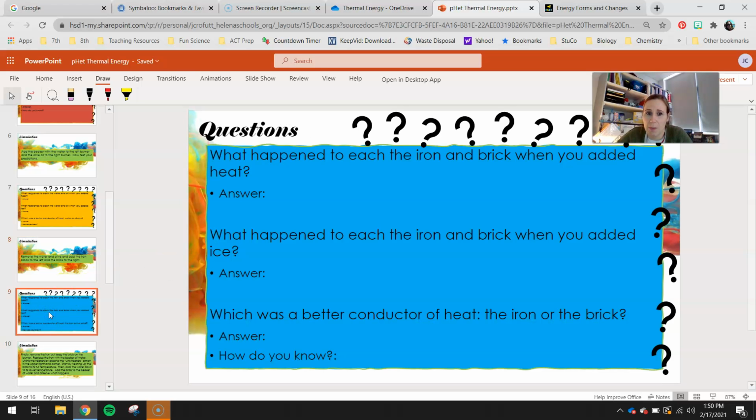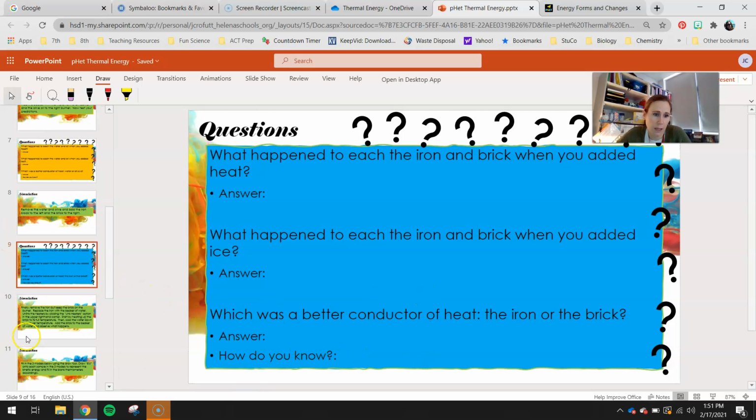What happened to each the iron and the brick when you added heat? What happened to each the iron and the brick when you added ice? And which was a better conductor of heat, the iron or the brick? So answer, and how do you know?